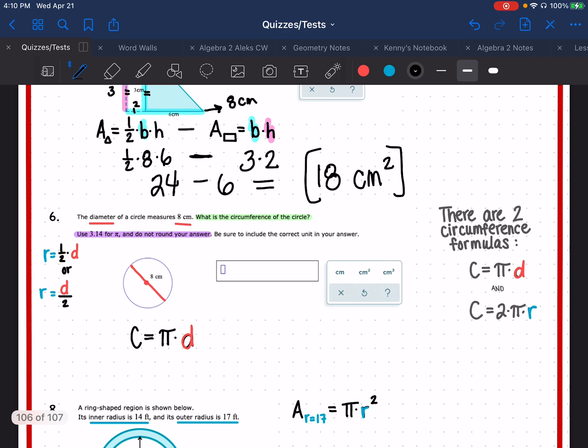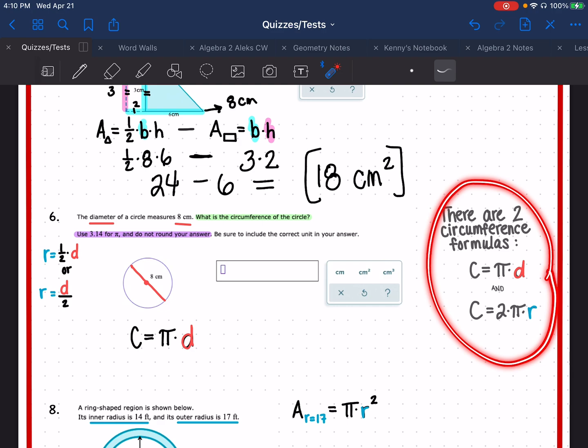All right, question number 6 is going to ask you for the circumference of the circle. Notice it's going to tell you in the first part the diameter of the circle is 8 centimeters. Now it could tell you that the radius is 8 centimeters. And then it's going to ask you what is the circumference of the circle.